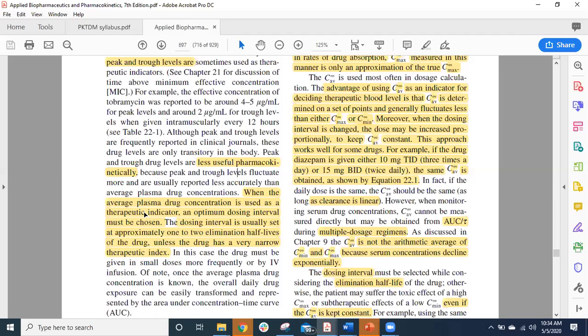The dosing interval is usually set at approximately 1 to 2 elimination half-lives of the drug, unless the drug has a very narrow therapeutic index. If the drug has a very narrow therapeutic index, then this is not used. If it is a wide therapeutic index drug, then you can go for a frequency, the interval, of 1 to 2 elimination half-lives. Are you getting it?